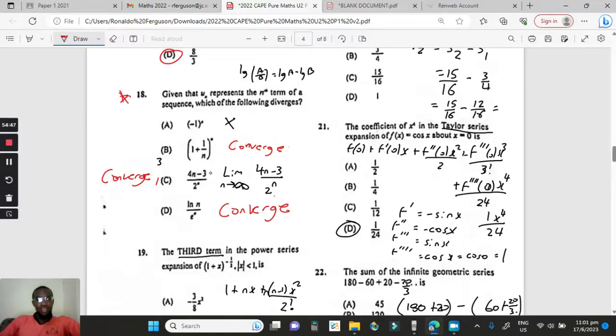These three definitely converge. This one we can't say it diverges. It's alternating. So minus 1 to any power will either give you 1 or minus 1. This is actually alternating. So none diverges, alright? So I don't know what the question is doing, alright? So none diverges here. So that's it for this paper. None diverges.